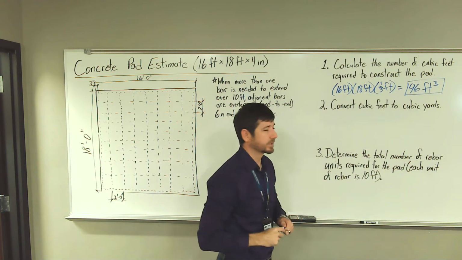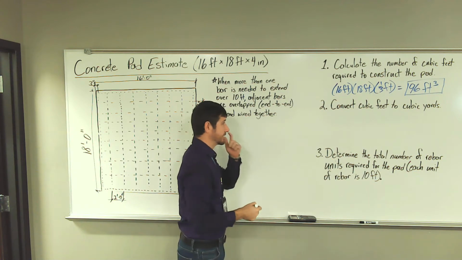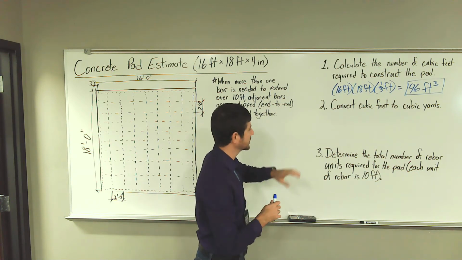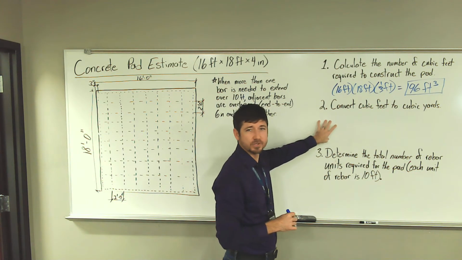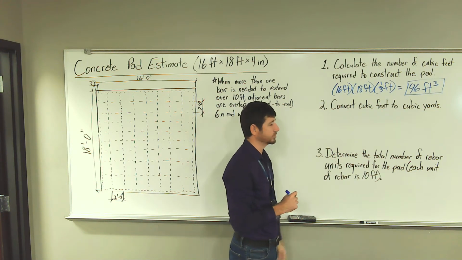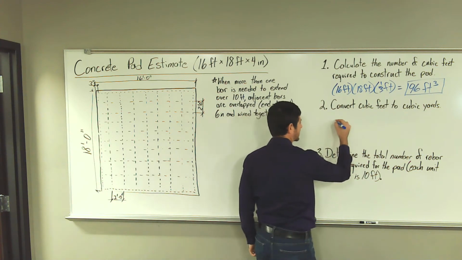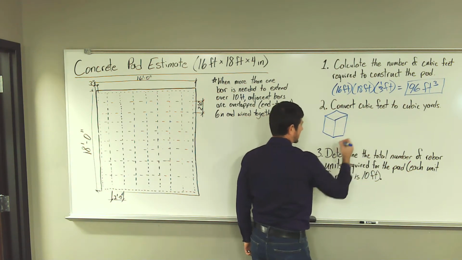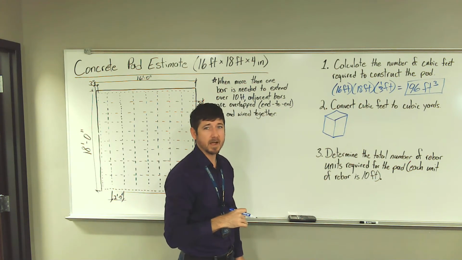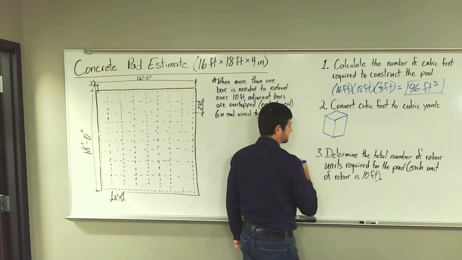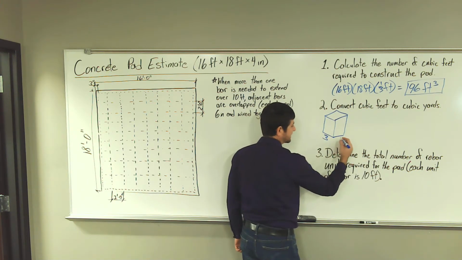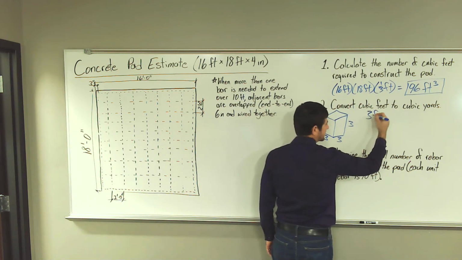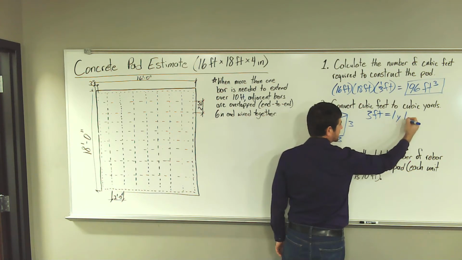Okay, number 2, convert cubic feet to cubic yards. Now, before we use dimensional analysis to convert from cubic feet to cubic yards, I just want to draw a picture of a cube here, and I'll put it in isometric view just to help give you a visual. Okay, so that is going to represent my cubic yard of cement. So we have 3 feet there, 3 feet there, and 3 feet tall. And so we know that 3 linear feet equals 1 yard.